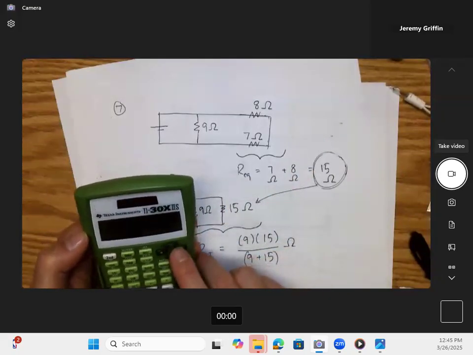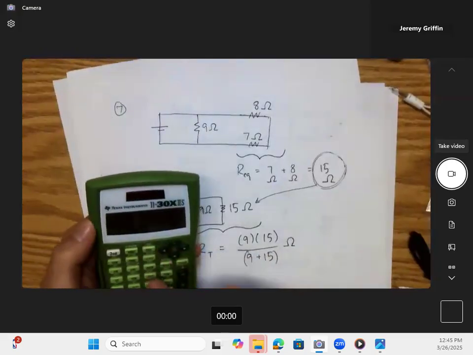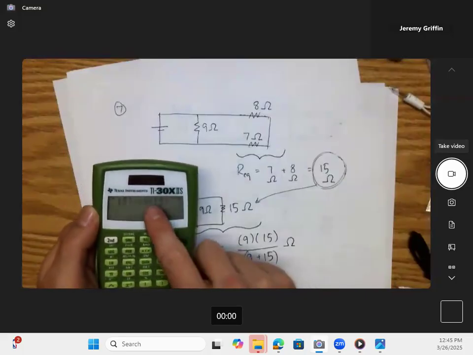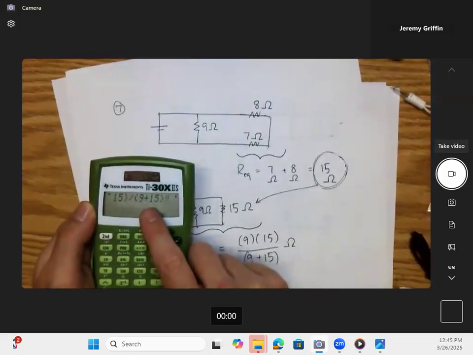Okay, so I have to put this in parentheses. Let me do second, insert parentheses. If you forget it, you can just insert it after the fact. Okay, now I got it all grouped in parentheses. That looks a lot better, doesn't it?